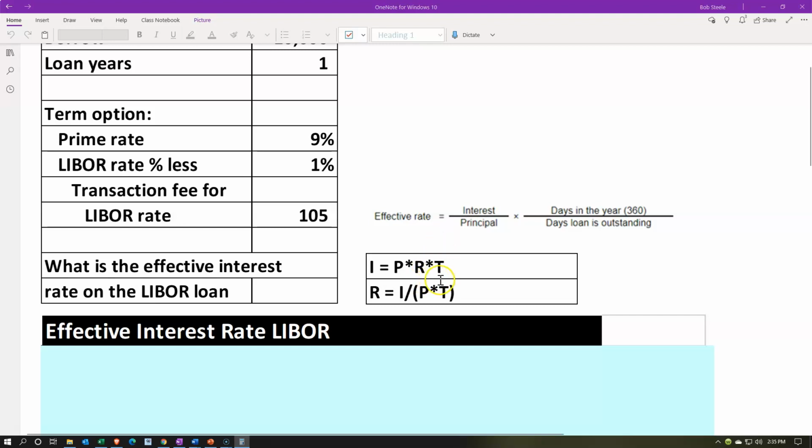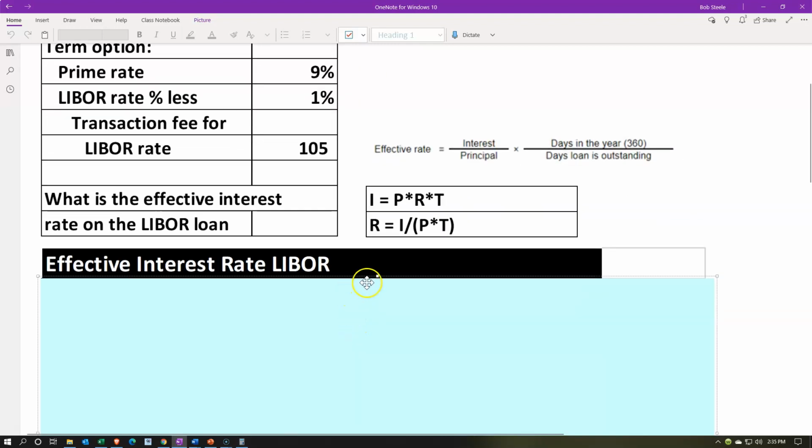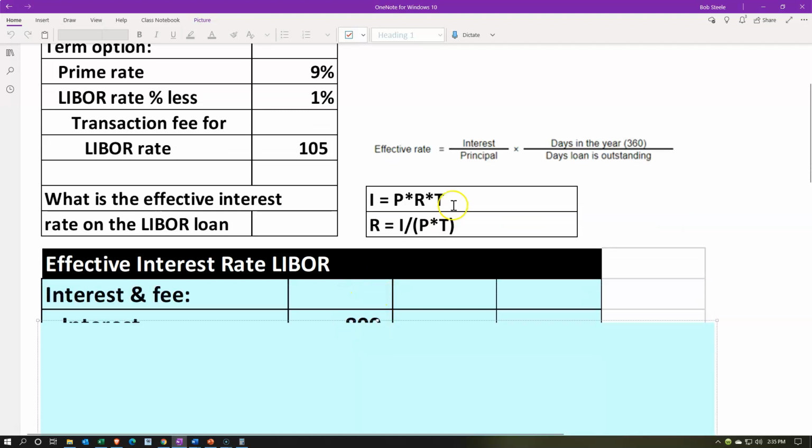So we could break this out in this format by taking this T, this ratio down below, and putting it in this format, which would be the interest divided by the principal times the inverse of the ratio of the year, which would be the days in the year, 360 in our case, divided by the days of the loan, which is just going to be the same because it's a 1-year loan. All right, so let's do it. We're going to do it with this calculation, and then we'll do it with this calculation. So we're going to say the effective interest rate. I'm going to calculate the first half here, interest divided by principal, and then we'll do the second half, and then we'll multiply them out.